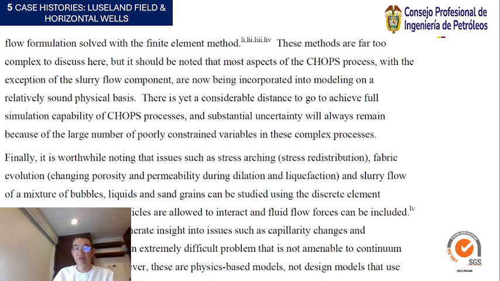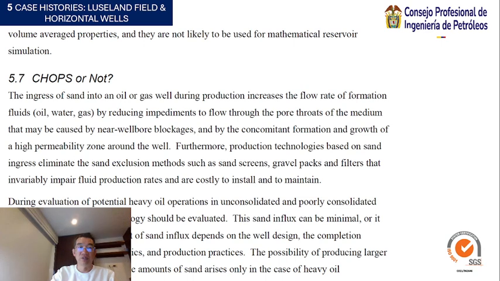However, these are physics-based models, not design models that use volume grid properties, and they are not likely to be used for mathematical reservoir simulation.